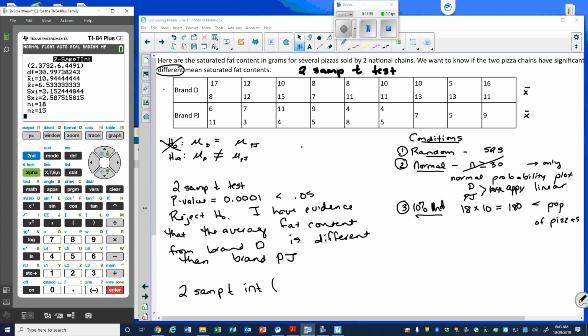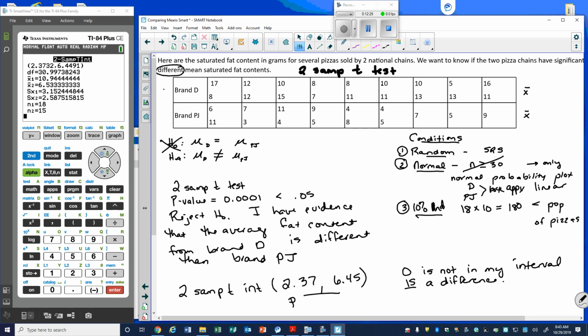And that comes out as 2.37 up to 6.45. And because we were looking for a difference between these two, 0 is not in my interval. 0 would be the number that indicated no difference. So because this is not in my interval, there is a difference. And we can even go so far as saying this. Because every single number in this interval is positive, I have a positive difference between the two.